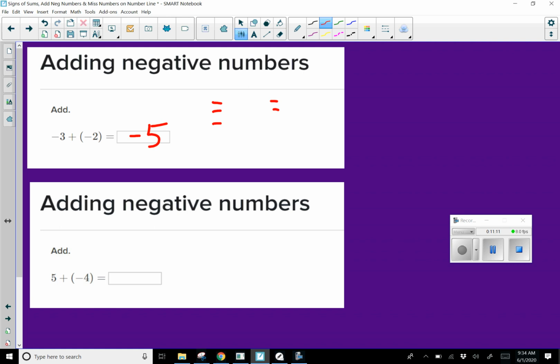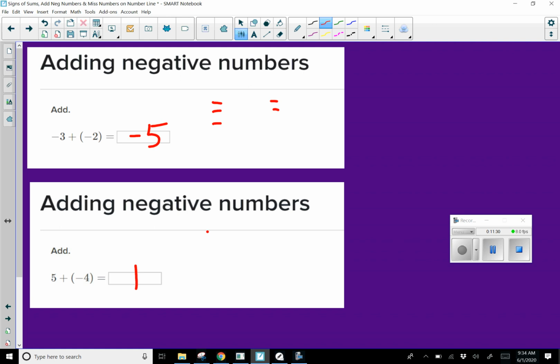5 plus negative 4. The next example, I've got different signs. So our rule tells us different signs we subtract. 5 minus 4 is 1. And then you just need to ask yourself, what do we have more of? Well, clearly I have more positives than negatives, which means my answer is a positive.